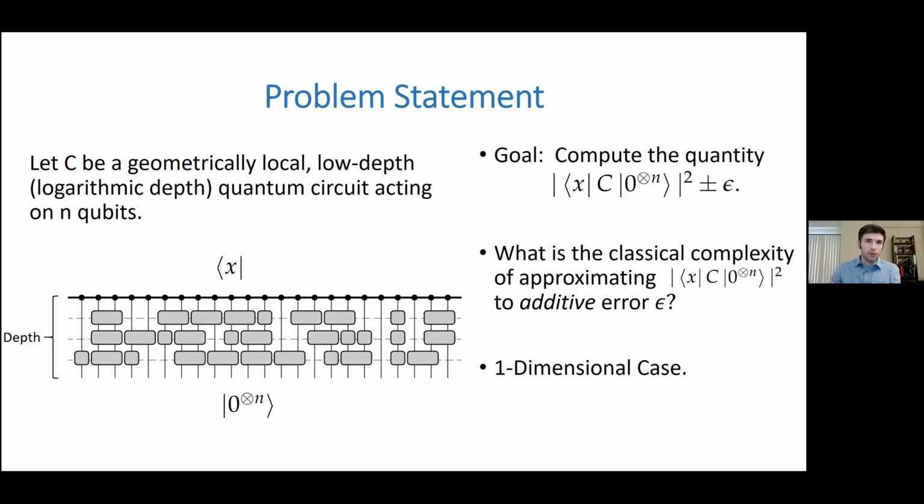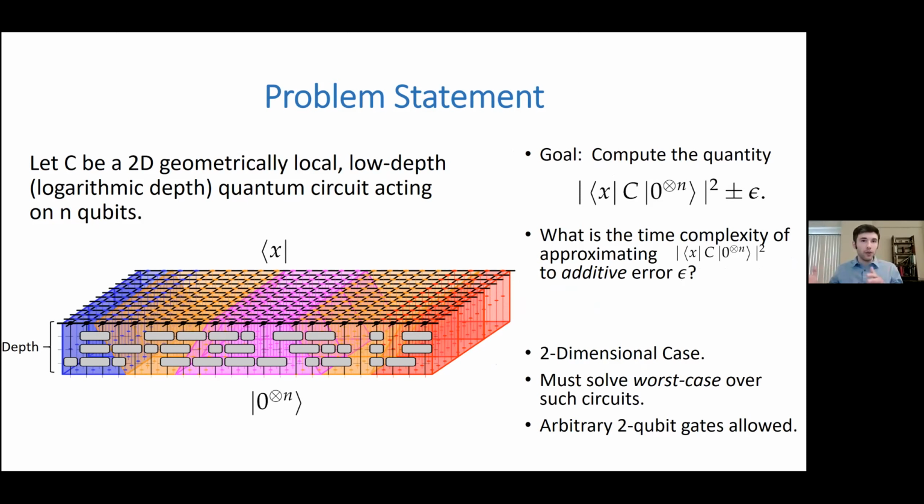Okay, and as I mentioned before, we consider not only the 1D geometrically local case, but also the 2D geometrically local case. So that's shown here. Here, you notice I've drawn a 3-dimensional object. So the depth is the vertical dimension. So that's the number of layers of gates that comprise this circuit. And the other 2 dimensions are the locality. So gates are allowed to be applied along nearest neighbors, any pair of nearest neighbors on this grid.